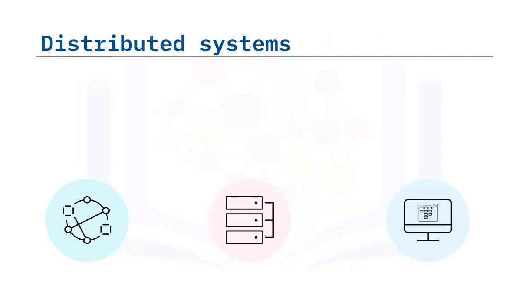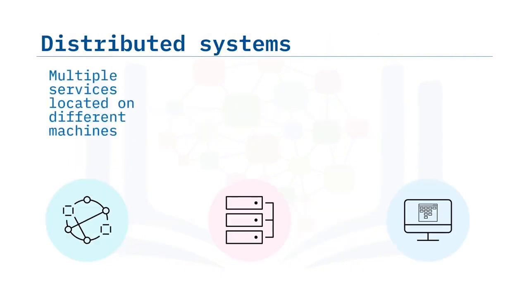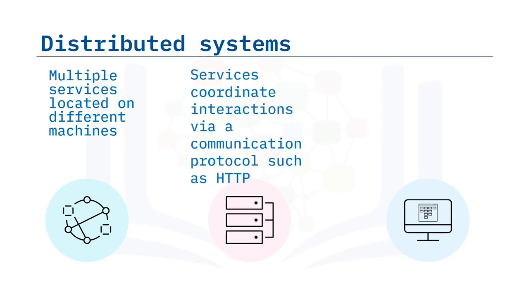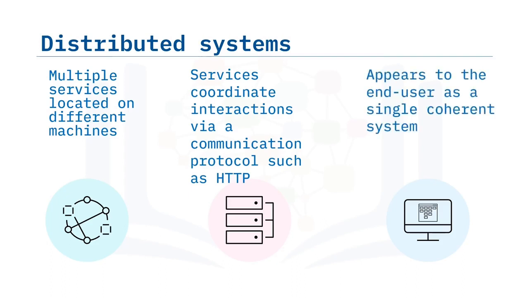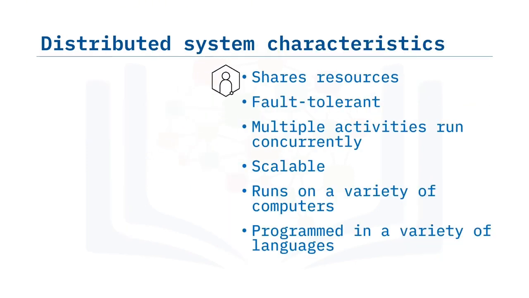A distributed system is a system with multiple services located on different machines that coordinate interactions by passing messages to each other via a communication protocol such as Hypertext Transfer Protocol, also known as HTTP. Even though the services on a distributed system operate on multiple machines, a distributed system appears to the end user as a single coherent system. A distributed system shares resources such as hardware, software, and data.